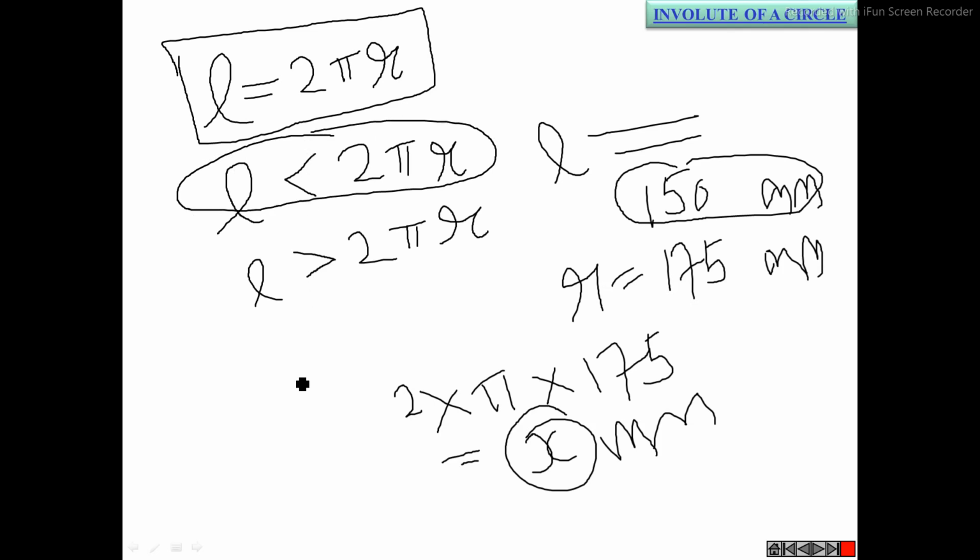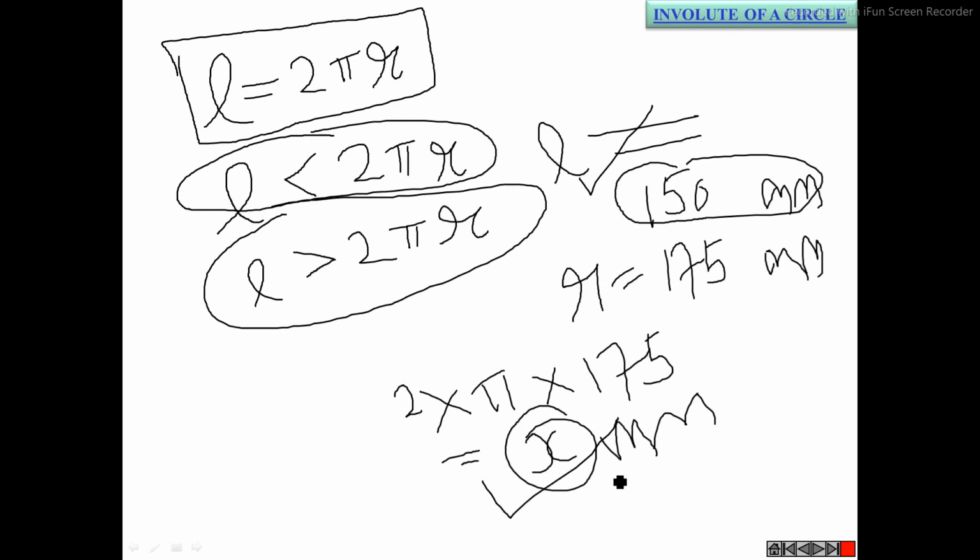How to draw that involute profile? But say the x millimeter is less than the length of the thread, that means which condition they are asking you to draw the involute? They are asking you the third condition, because in the third condition the L is more and 2 pi r is less. So accordingly you have to understand that which condition involute they are asking you to draw. Is it clear?